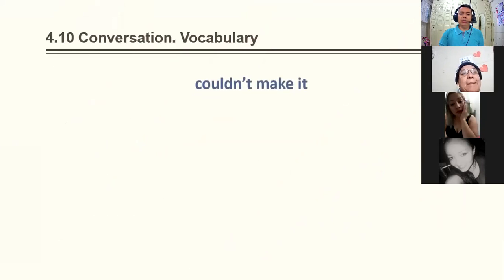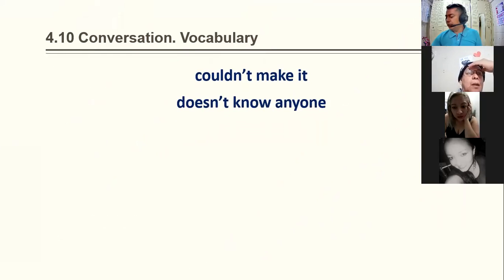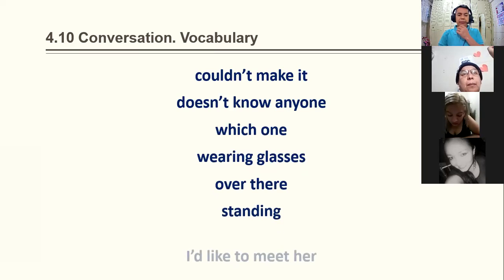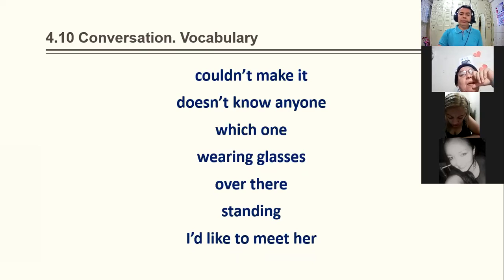So in the conversation, you're going to listen to the next vocabulary. Couldn't make it, doesn't know anyone, which one, wearing glasses, over there, standing, I like to meet her. Now, please repeat after me. Couldn't make it. Doesn't know anyone. Which one? Wearing glasses. Over there. Standing. I like to meet her.